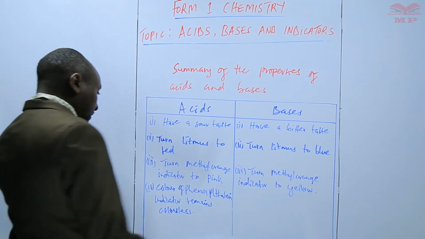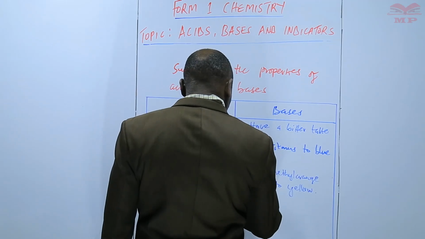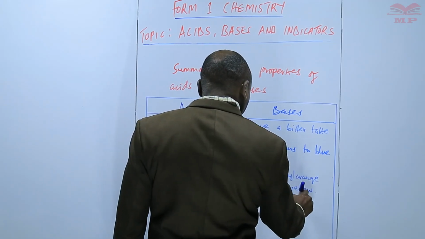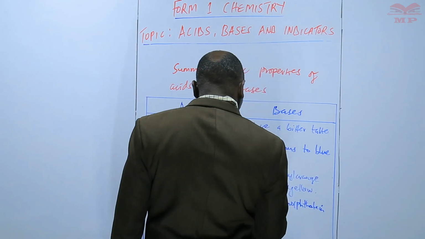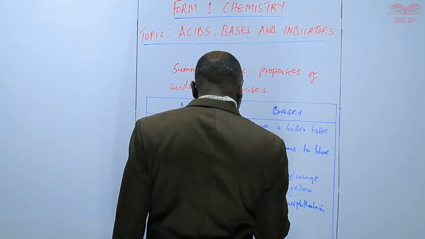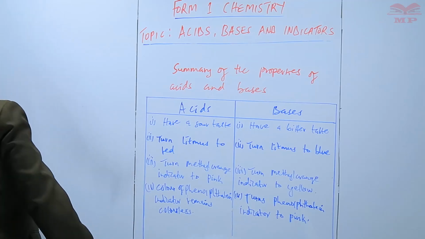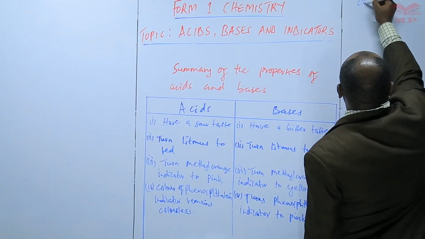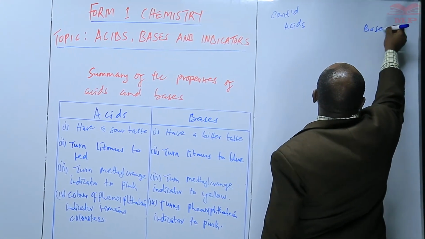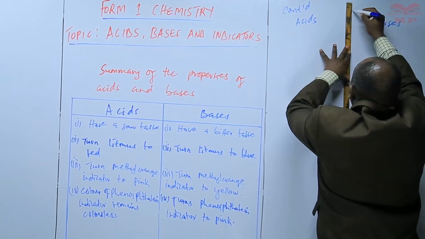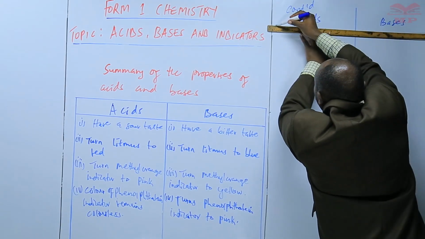So we are doing a comparison in number 4 for the bases. Bases turn phenolphthalein indicator to pink. So phenolphthalein indicator turns pink with the bases. The list continues, or the comparison is continued. Acids on one side, bases on the other side. So remember, these are summary for the acids and bases.